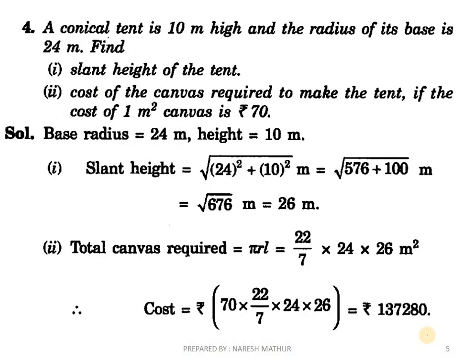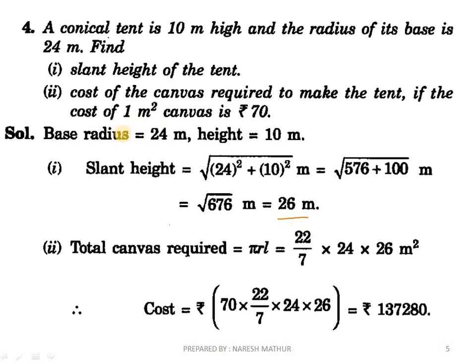Now in the next question, we are given a conical tent that is 10 meter high and the radius of its base is 24 meter. First we need to find the slant height. We have R and H, meaning radius and height are given, so we can find the slant height by simply applying Pythagoras theorem. So we are getting the slant height as 26 meter.